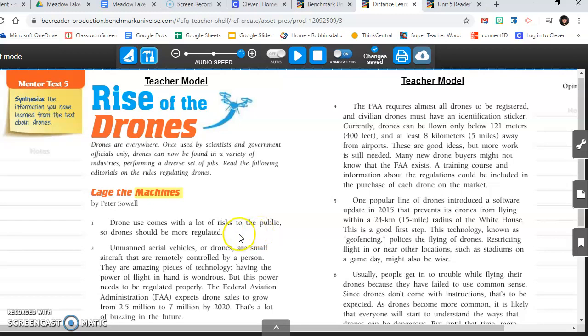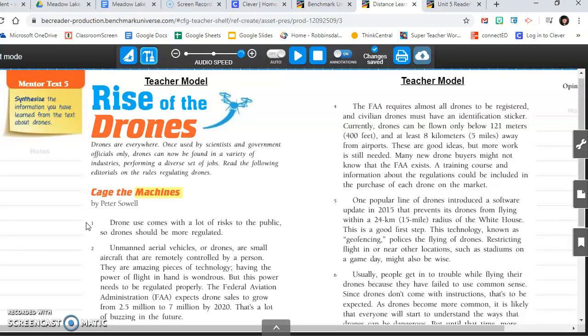I might not read all of them, but we'll see how it goes. I'm going to annotate details that help me identify problem and solution and help me figure out why the author used a problem and solution text structure. All right, let's start with paragraph 1. Drone use comes with a lot of risks to the public, so drones should be more regulated.